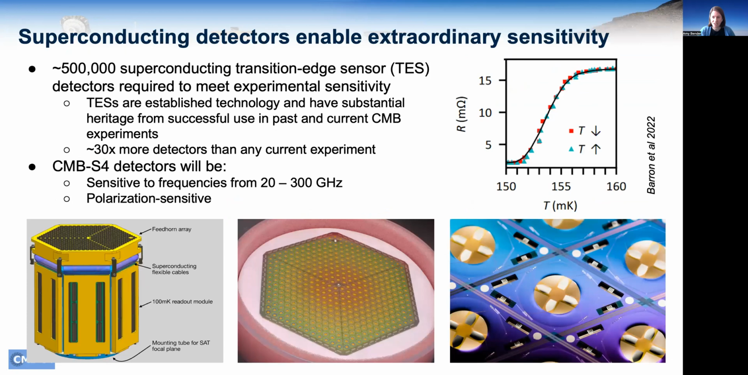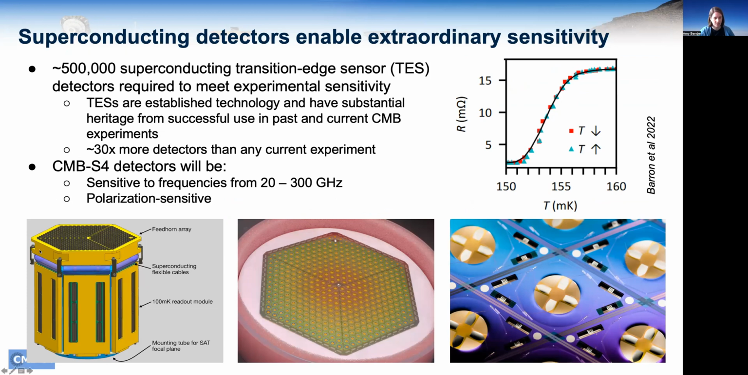One piece of technology that I wanted to highlight quickly is our superconducting detectors, because these really are key to CMB-S4's extraordinary sensitivity. So we're planning about 500,000 superconducting transition edge sensor detectors. These are an established technology. There's a lot of heritage from their use in past and current CMB experiments. The real challenge here is simply scaling up to this quantity of detectors.